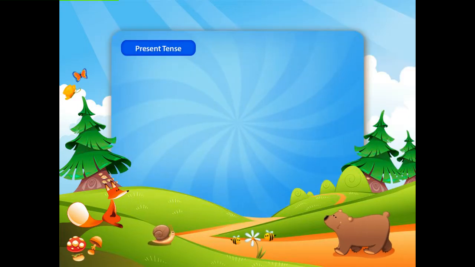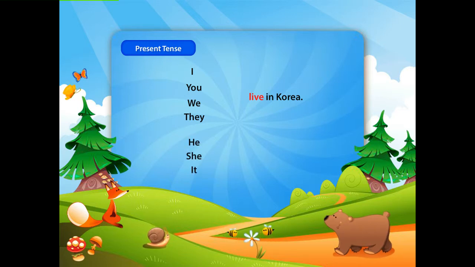For the first and second person, you use the base form of the verb. You also use this form for nouns in the third person plural. An example sentence is, I live in Korea. However, for nouns in the third person singular, you put s at the end of the verb. So you would say, he lives in Korea.